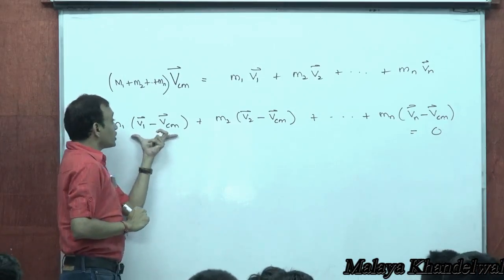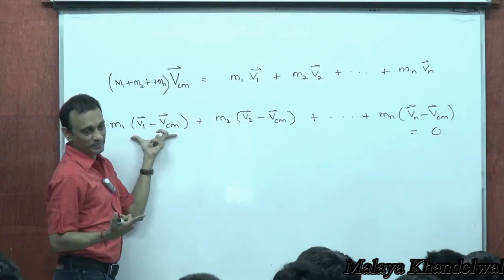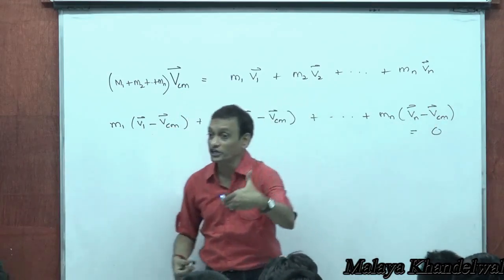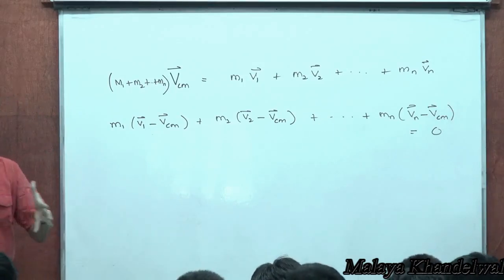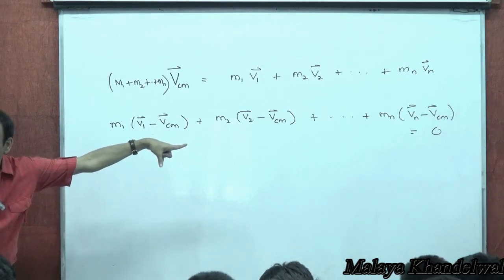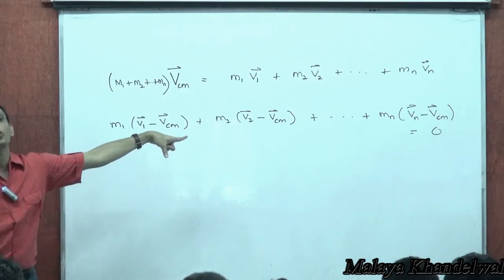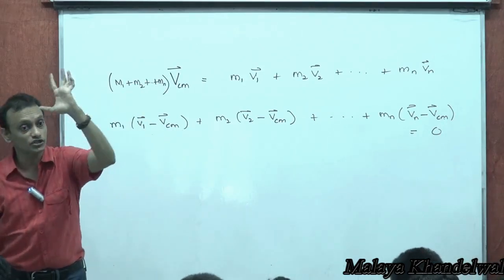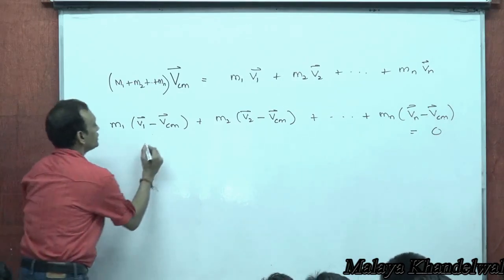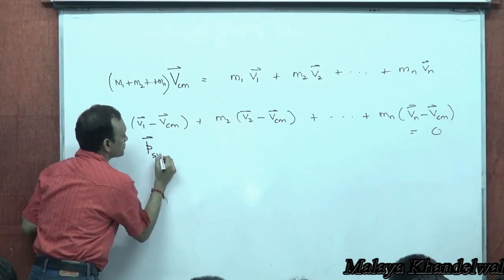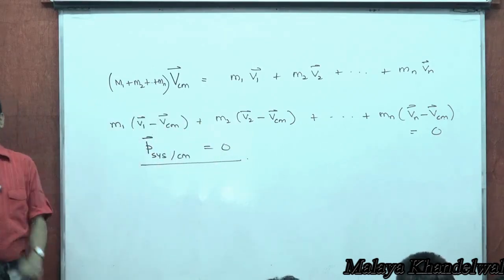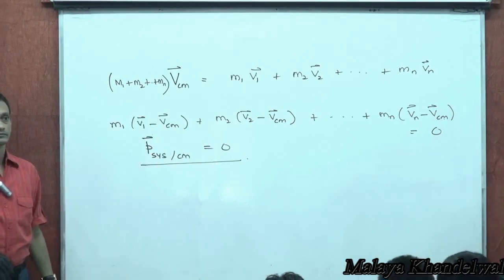What is this? This is the linear momentum of m1 in the center of mass frame. This is the linear momentum of m2 in the center of mass frame. Linear momentum of mn in the center of mass frame, which really means that the linear momentum of a collection of particles in the center of mass frame will always be 0. That's extremely important to understand, right? So, linear momentum of a system as seen by the center of mass will always be 0. Clear?